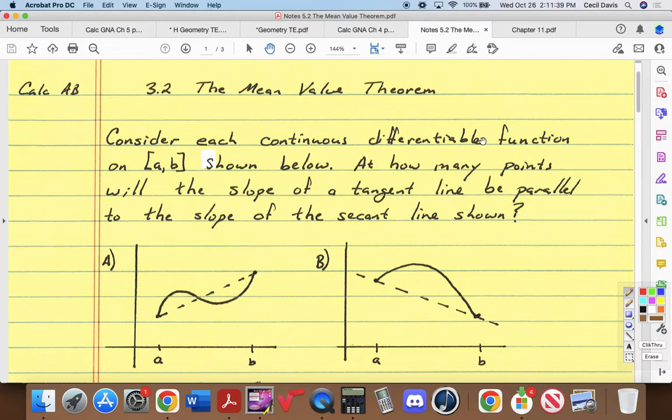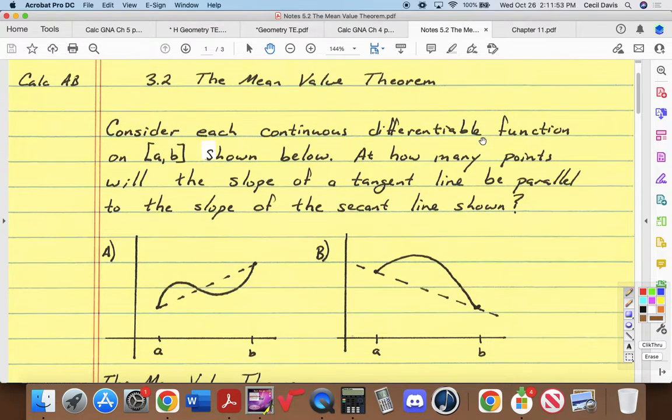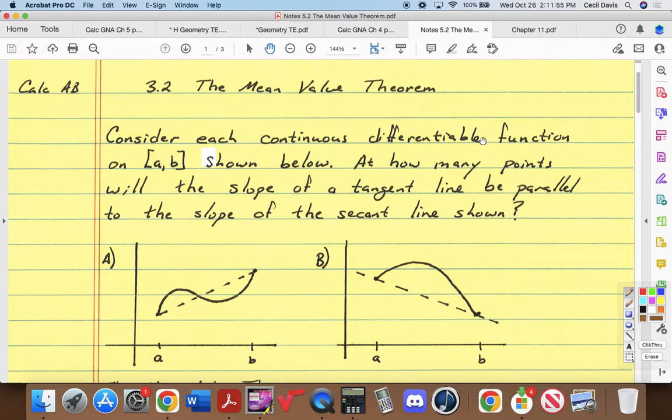So consider each of the continuous differentiable functions on AB shown below. At how many points will the slope of a tangent line be parallel to the slope of the secant line that's shown? So for this one, at how many points on that graph will I have a tangent line that's parallel to this line? Yeah, there's going to be two.